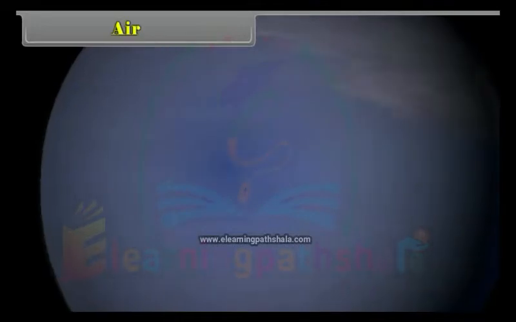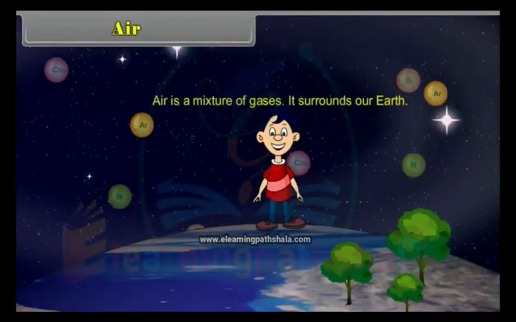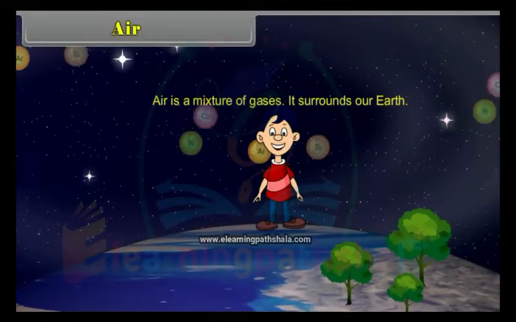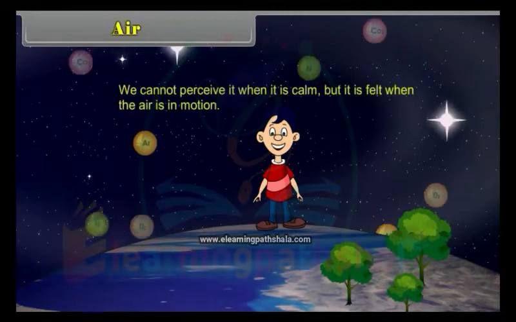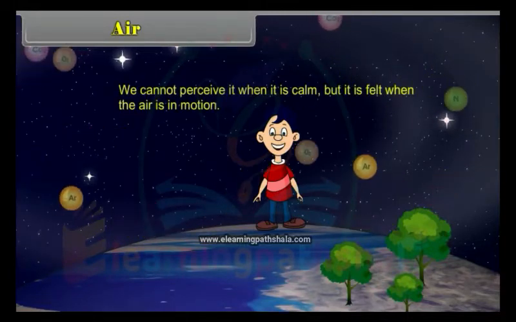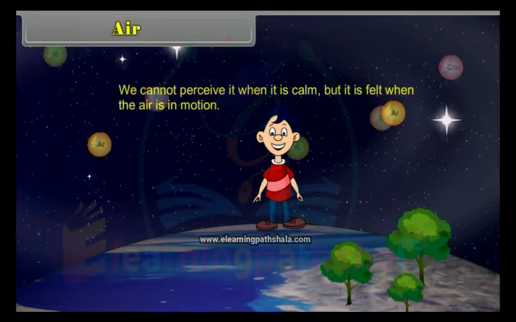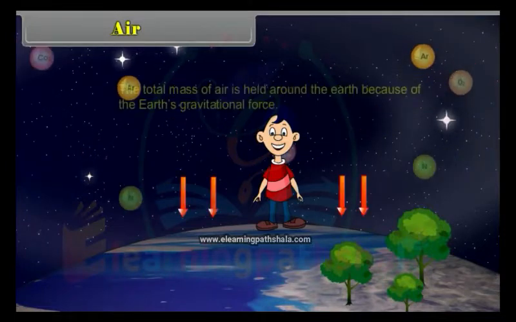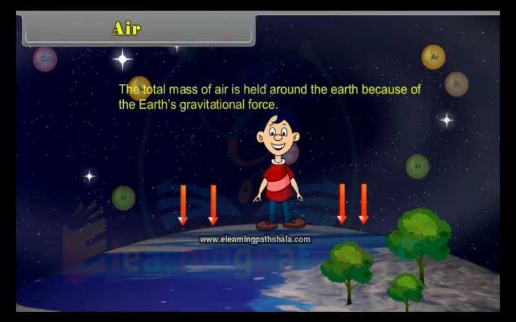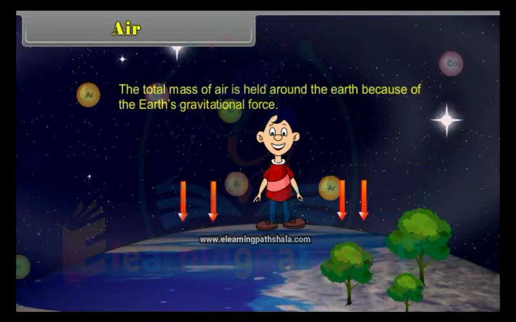Air. Air is a mixture of gases. It surrounds our earth. We cannot perceive it when it is calm, but it is felt when the air is in motion.